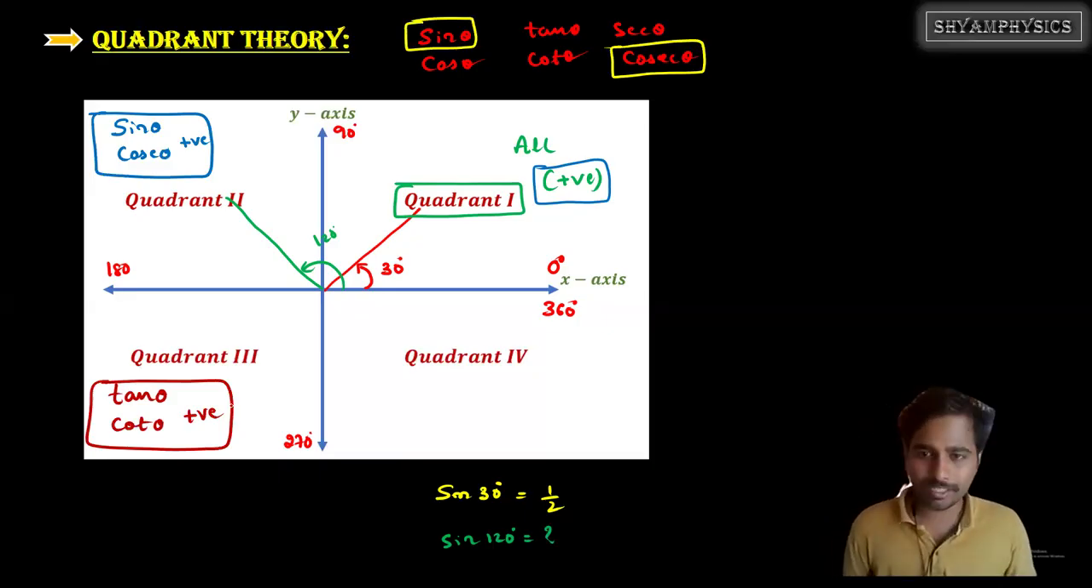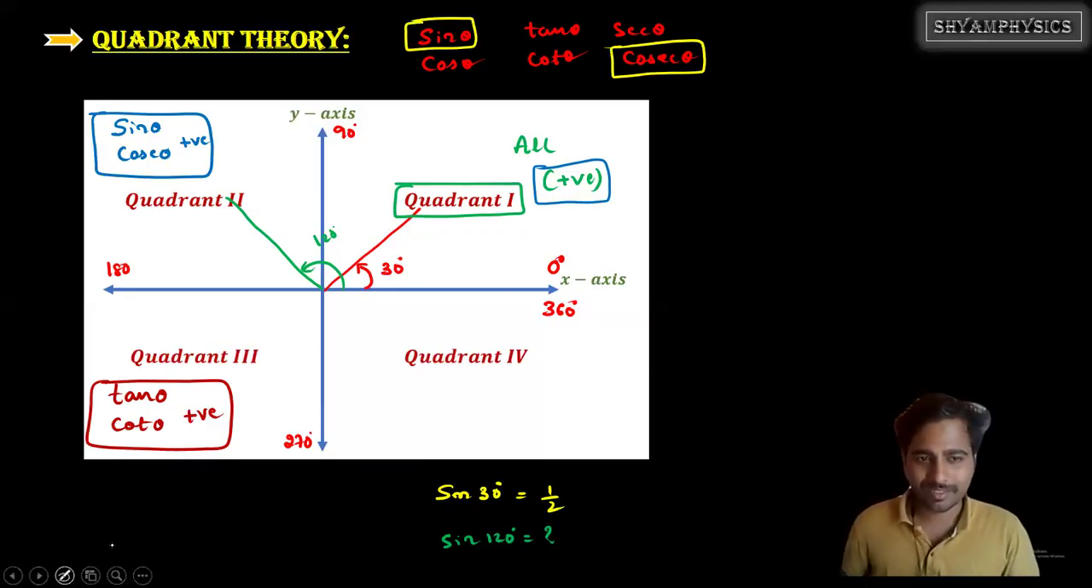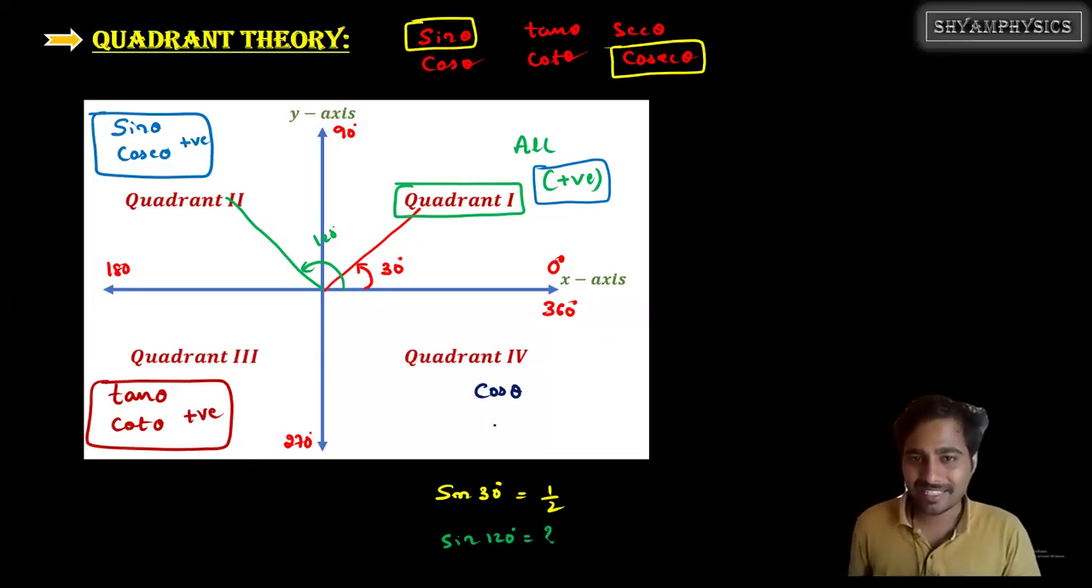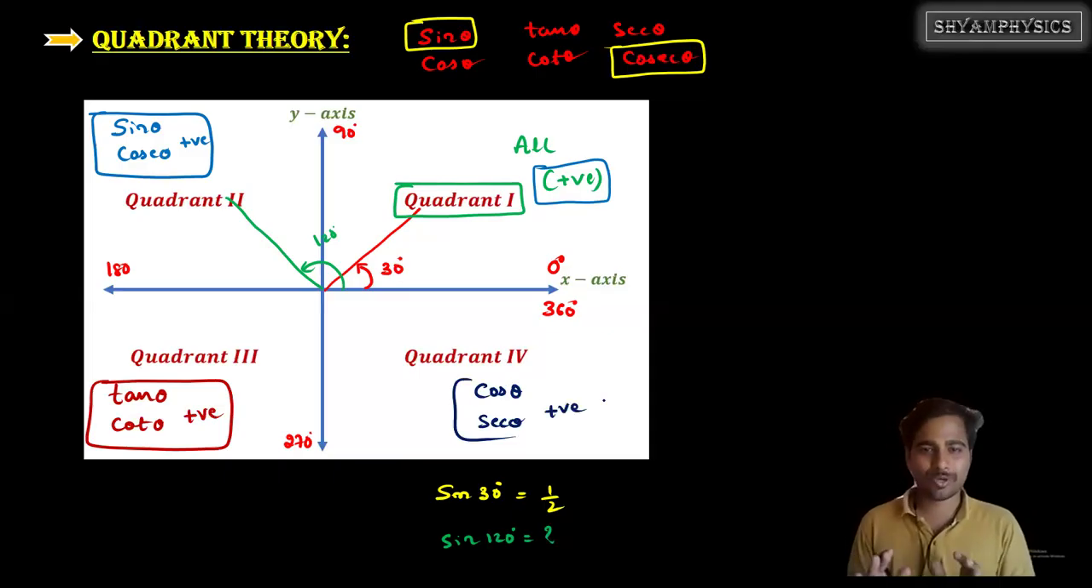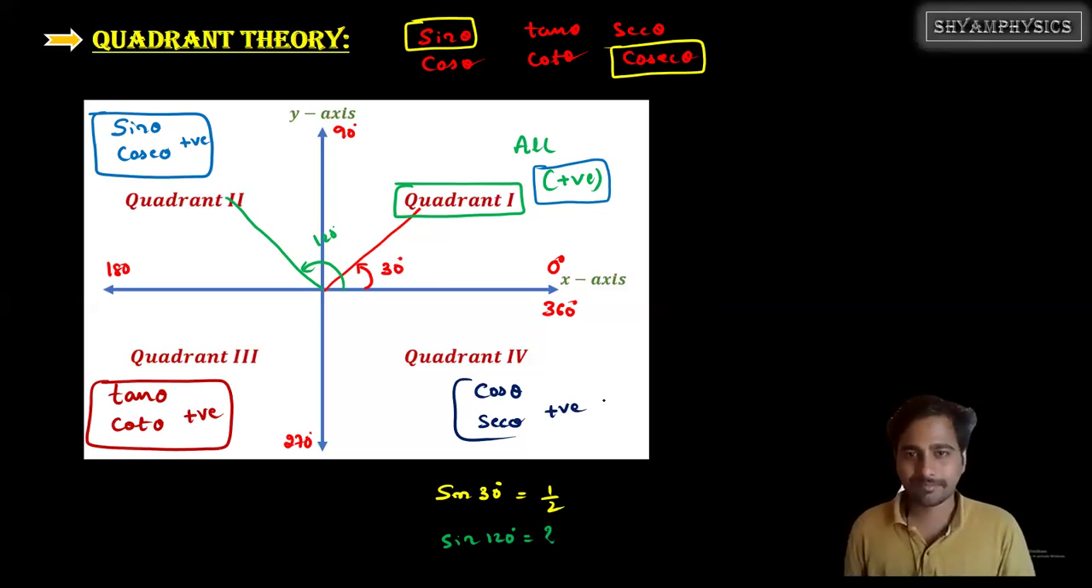Remember, first quadrant, all are positive. Second quadrant, only sine theta and cosecant theta are positive. And in the third quadrant, tan and cot are positive. I think we understand. The remaining two will be positive in the fourth quadrant. Which two are those? Here it is cos theta and its reciprocal secant theta. These two are positive. Apart from that, all trigonometric functions are negative.